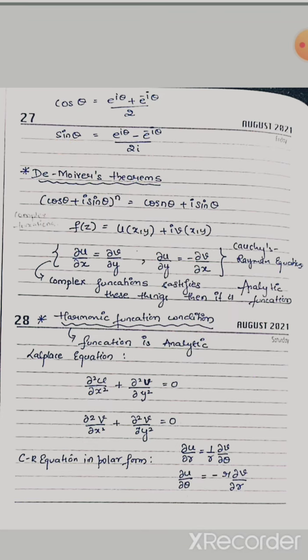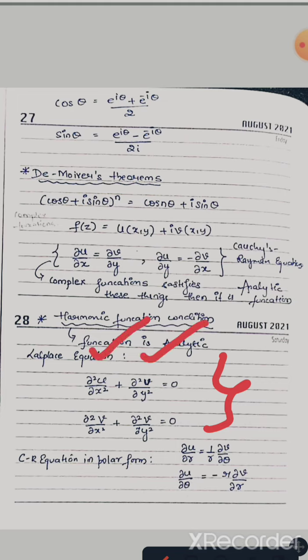Okay, moving on to the next part: if it is given that a function is harmonic, and we need to find whether it is analytic, we can do that with the help of the Laplace equation. What you have to do is take the double partial differentiation of the real function u with respect to x and y, which is equal to 0, and similarly for the imaginary function v, which is equal to 0.